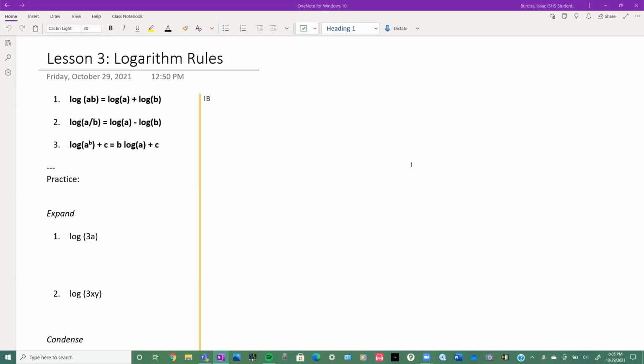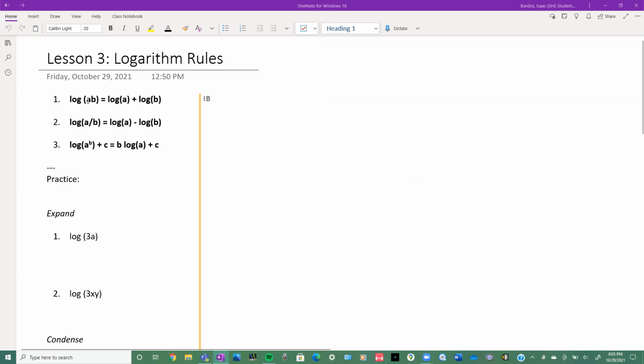So, just like how there's exponent rules, there's logarithm rules. And they're kind of the same thing if you think about it using what we already knew in Lesson 1. But there's three basic ones, and once you get the hang of them, they are pretty simple.